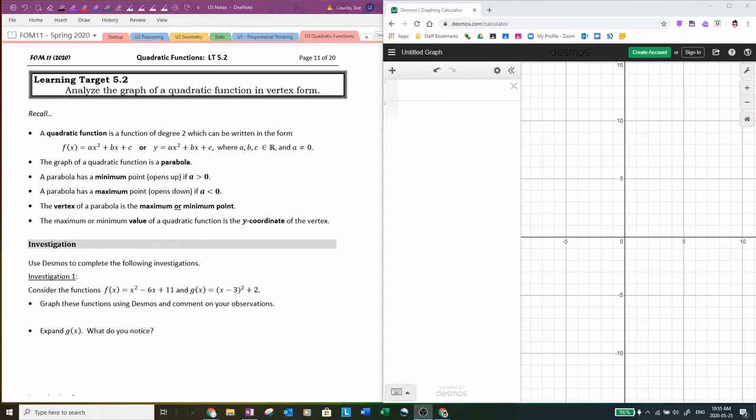Welcome back to Foundations of Math 11, doing quadratic functions. Today we're going to look at analyzing the graph of a quadratic function in vertex form. So let's just recall what we've done already.